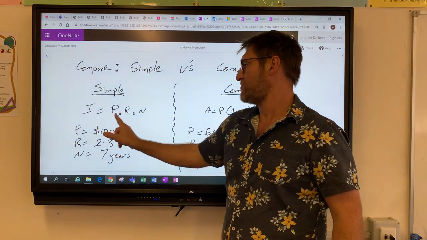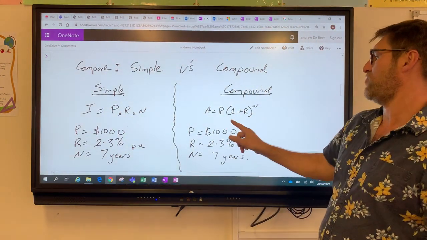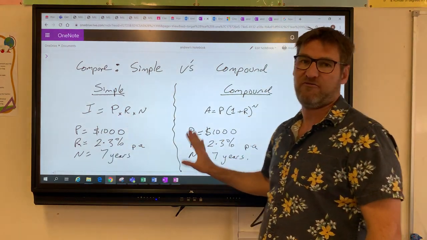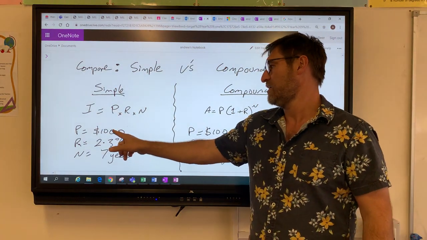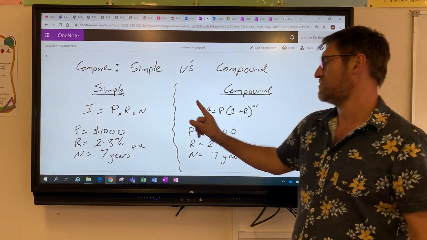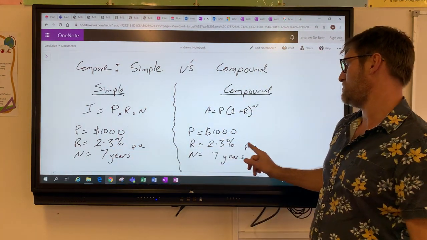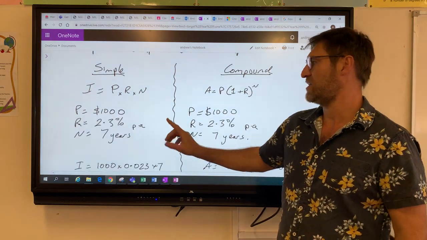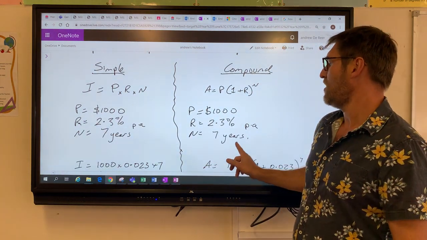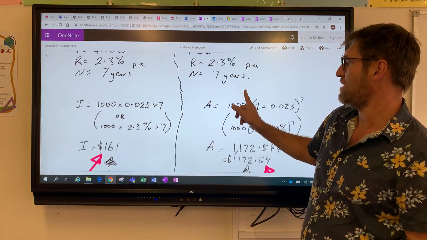So let's compare. Here's my simple interest formula. Here's my compound interest formula. We'll make it compare fairly by having the same amount of stuff. $1,000 is our principal, 2.3% per annum, and we'll make it over 7 years. I've just made this one up off the top of my head. Let's put those two formulas together.